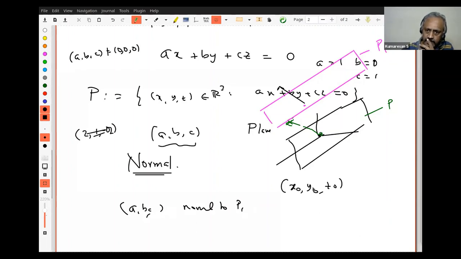Then how do I do that? But then it has to pass through the point x naught, y naught, z naught. Therefore, the equation of the plane must be ax plus by plus cz equal to some d. So what I'm doing, let me stop it and try to show.